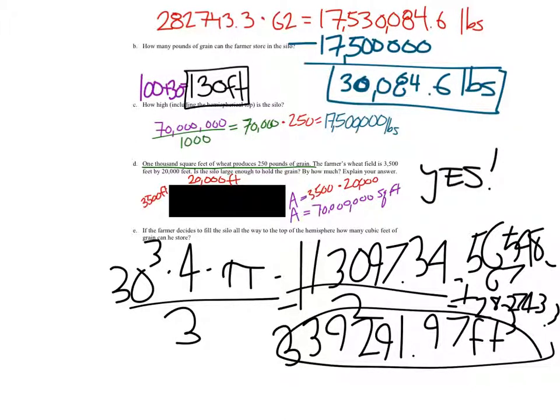All right, so that's what we got on these. 339,291. You could say .92 if you wanted to round it. In cubic feet. Now, it didn't ask us how many pounds that was, and that's okay. We could figure that out, but it didn't ask us to, so we're not going to worry about that.